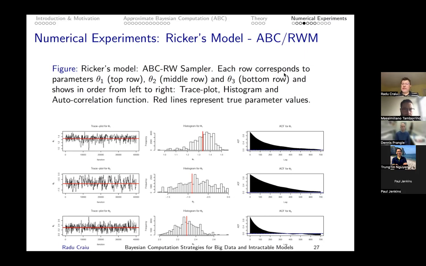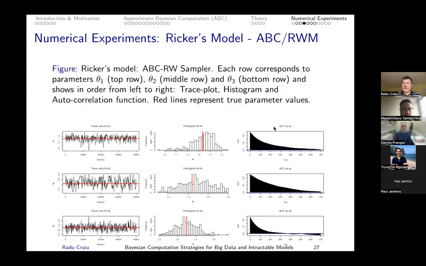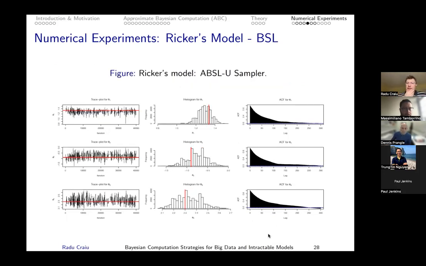And then you see the autocorrelation function for this is quite high. Sorry, I don't know if you can see, but theta 1 has ACF going up to 600, 700 perhaps. Same for theta 2, and for theta 3, it seems to vanish around 250.